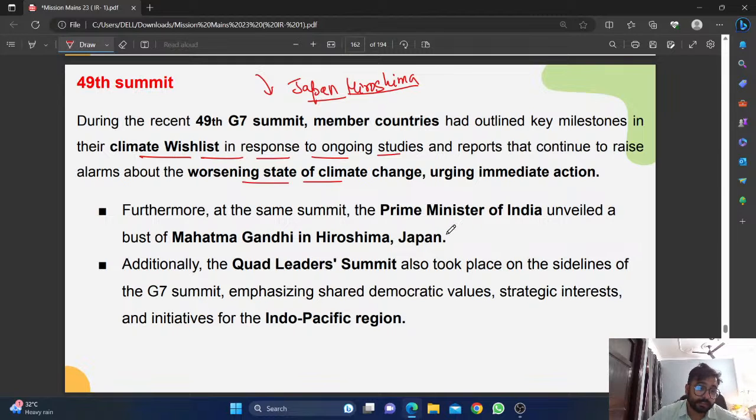Then at this 49th summit, the Prime Minister of India unveiled a bust of Mahatma Gandhi in Hiroshima. What is a bust? It is a statue of Mahatma Gandhi in Hiroshima. Now, additionally, the Quad Leaders Summit also took place on the sidelines of the G7 summit. That means the members of the Quad countries also met on the sidelines of this summit.